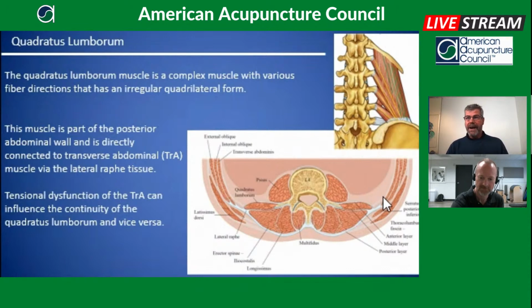Now that's via the lateral raphe tissue. And because it's got such a strong connection to the transverse abdominis, if there are dysfunctions or increased tension or lack of tension in the transverse abdominis in the anterior aspect, it will directly affect the quadratus lumborum in the posterior aspect, and also vice versa. Commonly you'll see this with certain postural distortions as well. Let's get into the lateral raphe just a little bit more on the next slide.